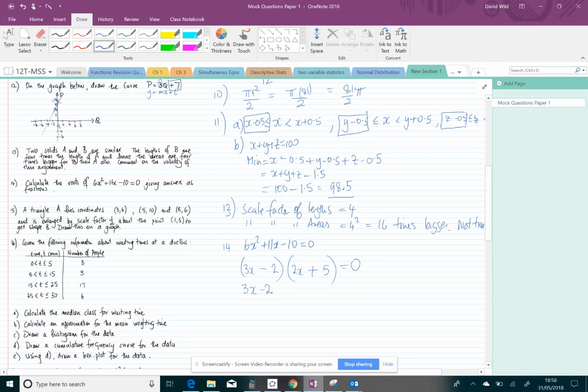So we've got two things that multiply together equals 0. So the only way that can happen is if either bracket is 0. So that's 0 or that's 0. So if we solve this one, we get 3x equals 2. So x equals 2/3. And if we solve this one, we get 2x equals minus 5. So x equals minus 5/2.